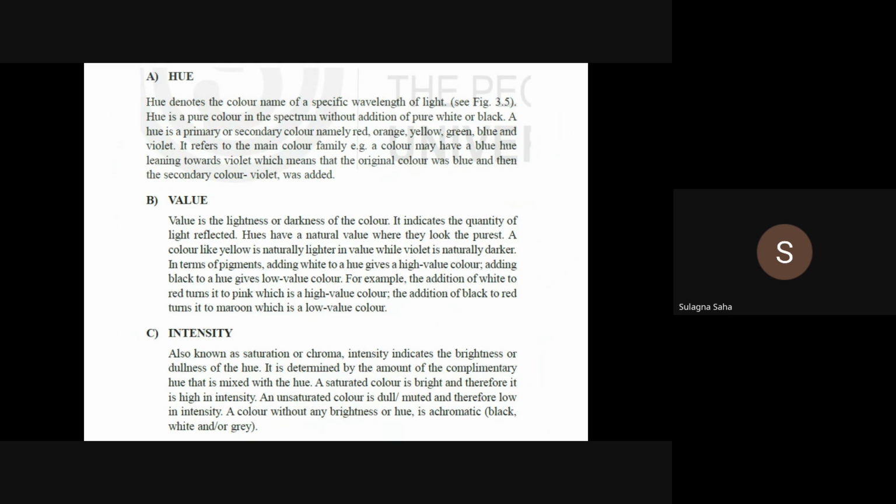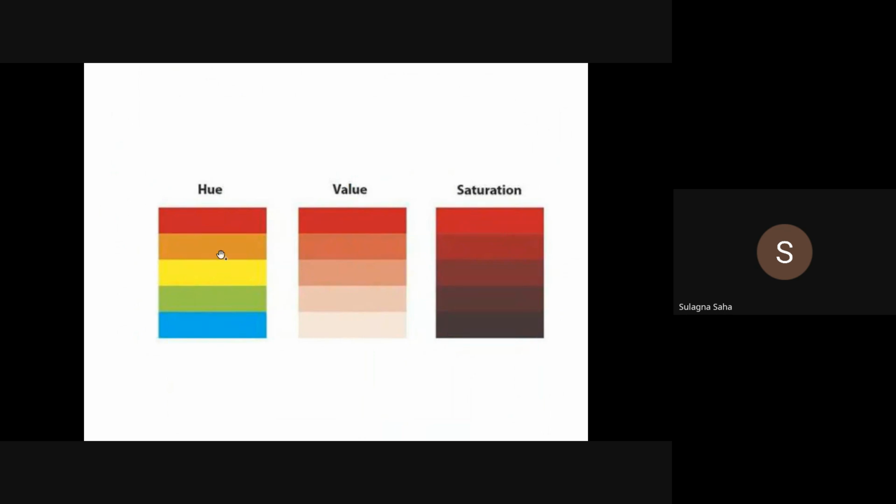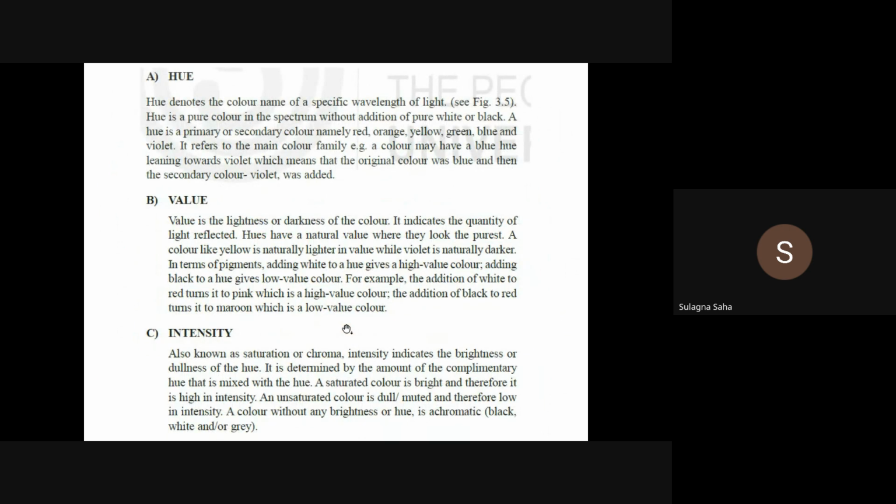Value, on the other hand, is the lightness or the darkness of the color. It indicates the quantity of light that is reflected. So let me show you an example. For example, these are the hues. These are the original colors that are there. Value, on the other hand, is how much lightness or darkness there is. How much white do you mix into it? For example, in natural value, the hue looks the purest.